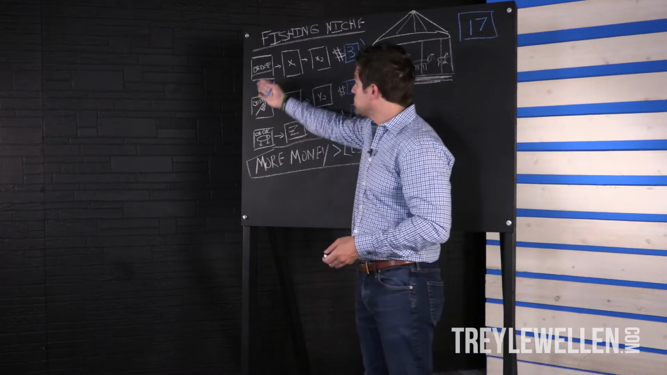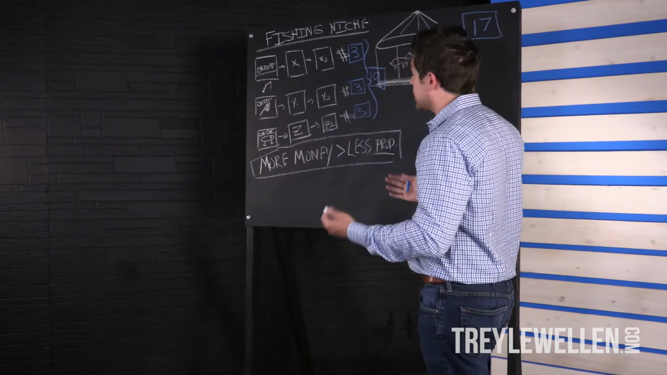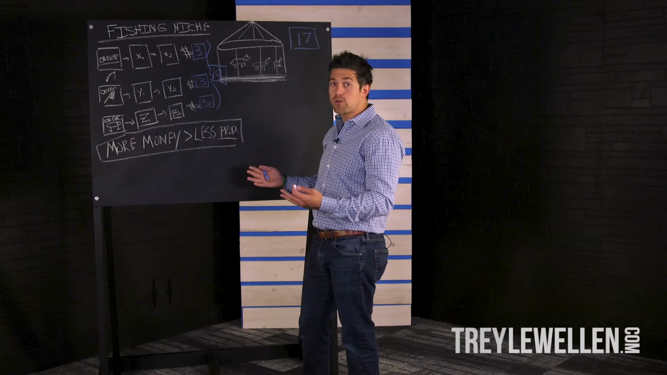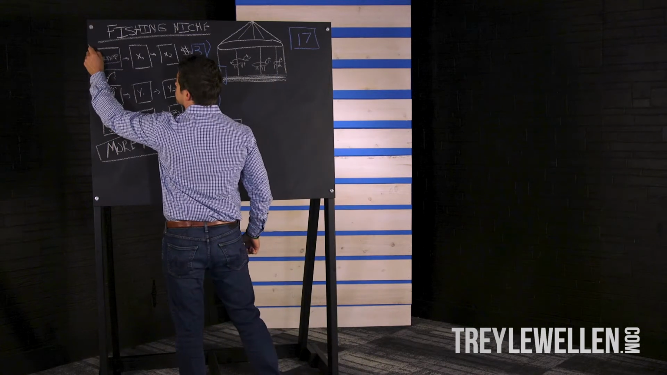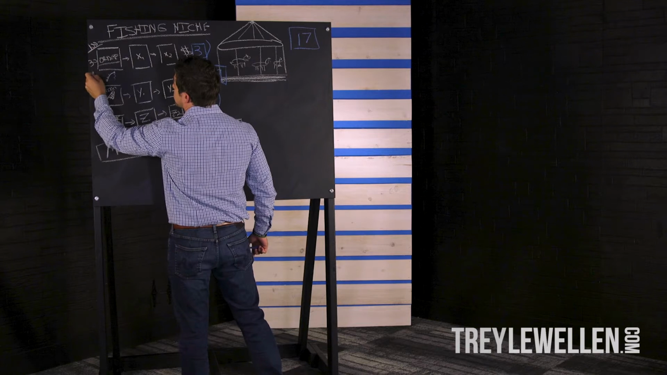Because these are front end offers. These are what people are seeing at first. So if we looked at this from the perspective of 100 buyers total, let's say 100 buyers came in, and 30 people bought the fishing pole.